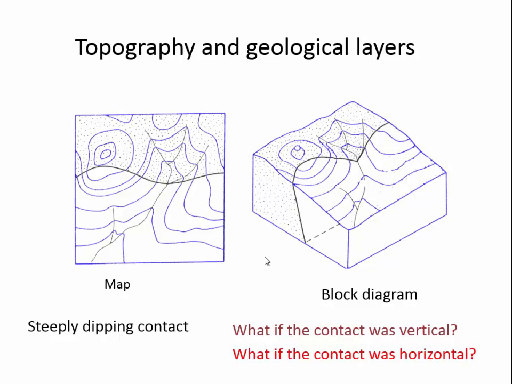If the contact was horizontal, and we have mentioned that before, this contact would run parallel to any of these contour lines, depending on the altitude at which this contact happens to be.